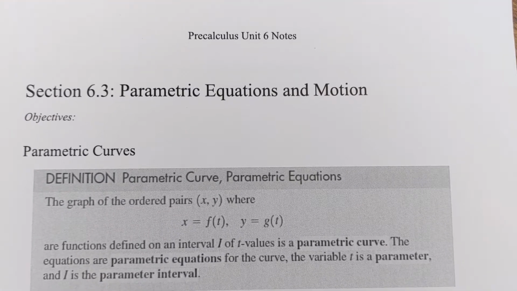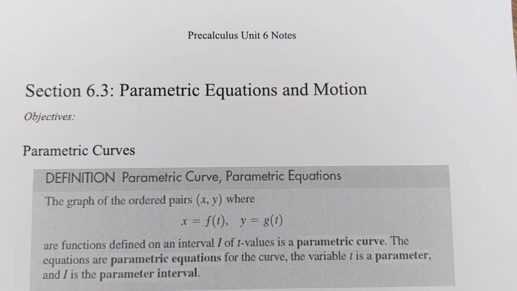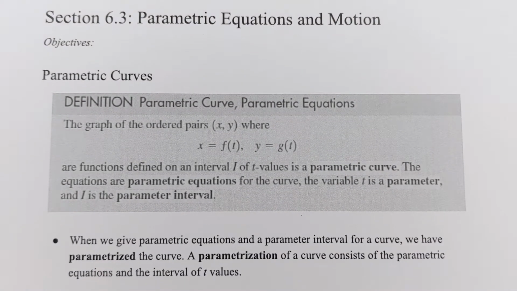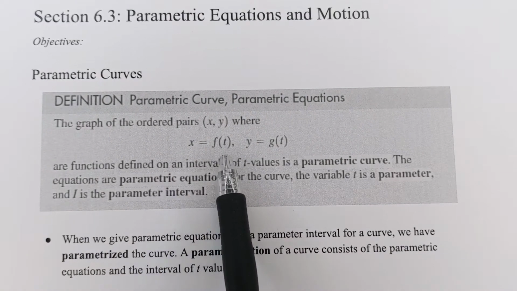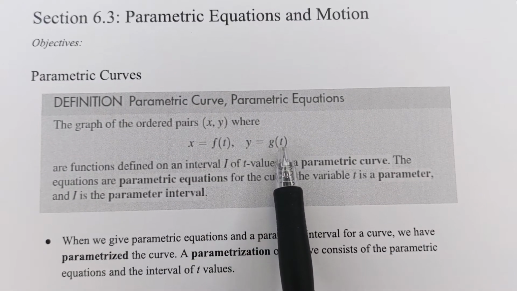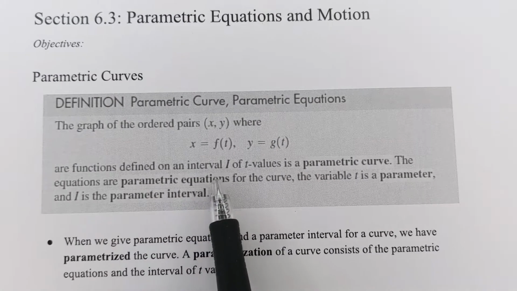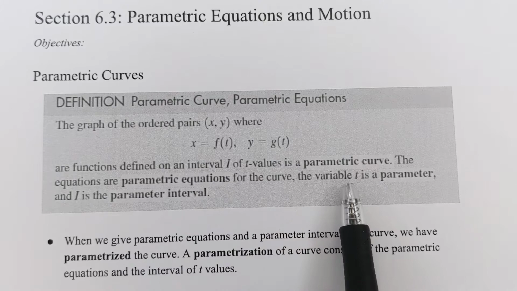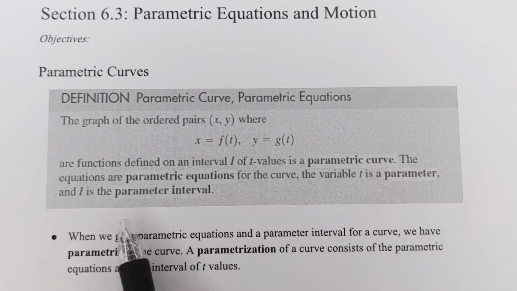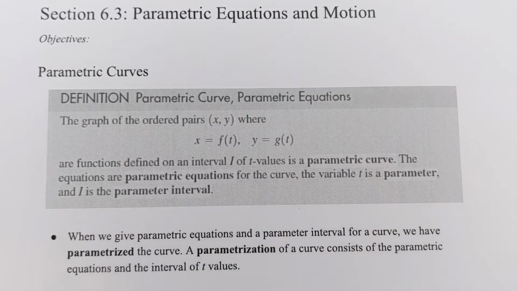All right, so we got the notes for section 6.3, which deals with parametric equations and motion. So we got some definitions here: parametric curve, parametric equations. The graph of the ordered pairs x equals some function of t, comma, y equals some function of t, where our functions are defined on an interval I of t values, is a parametric curve. The equations are parametric equations. The variable t is referred to as the parameter, and I is the parameter interval.